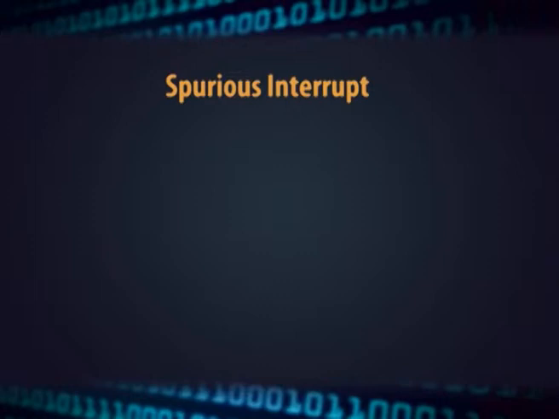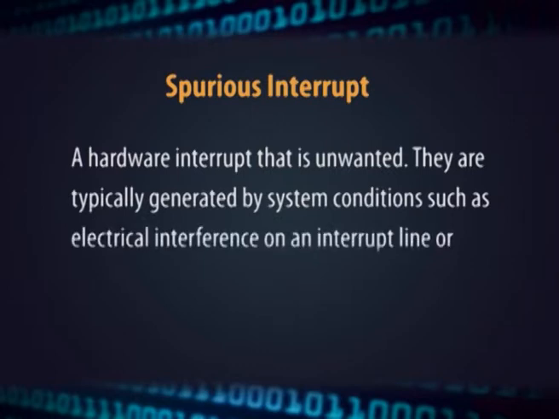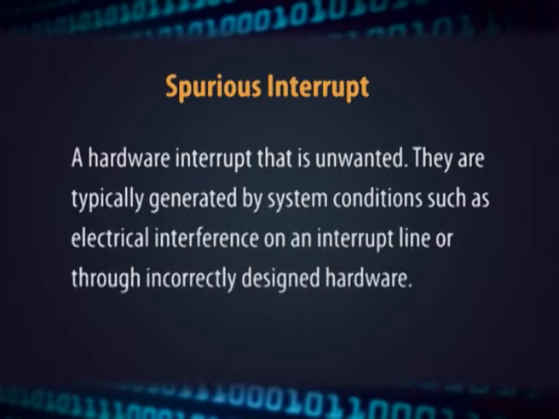Next is the spurious interrupt, a hardware interrupt that is unwanted. They are typically generated by the system conditions such as electrical interference on an interrupt line or through incorrectly designed hardware.